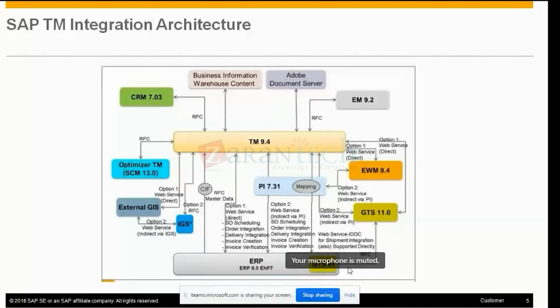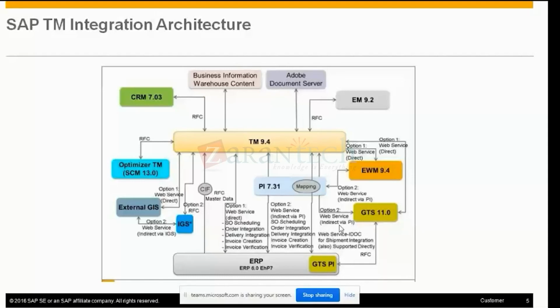And GTS can talk in two different ways. Either GTS can talk directly through your SOA manager when you are using the web service directly, or you can talk via PI. So when it is a direct service, it is SOA manager. When it is an indirect service, it is always via PI.